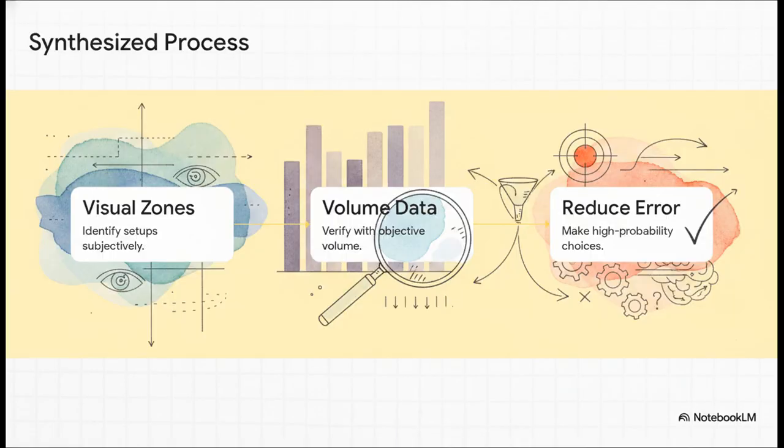This builds into a highly effective three-step process that can literally cut your decision-making error margin in half. Step 1. Identify your visual zones. Step 2. Apply the objective filter using unchangeable volume data. And Step 3. Drastically reduce human error so you can make high-probability decisions.